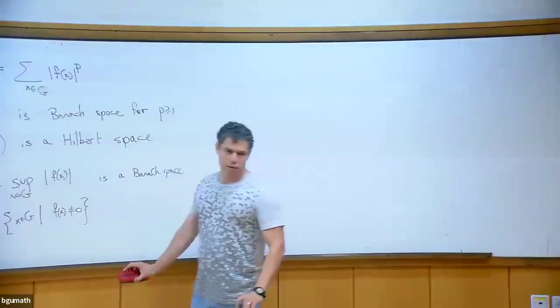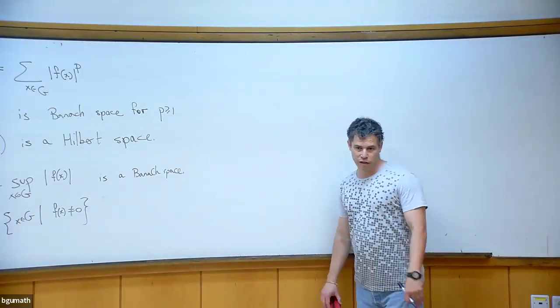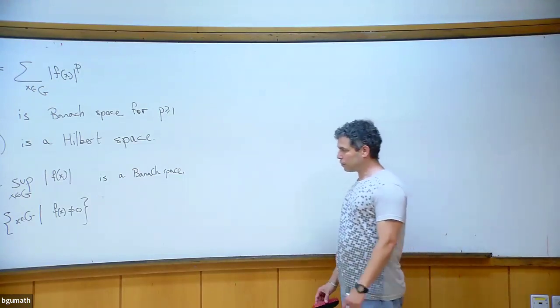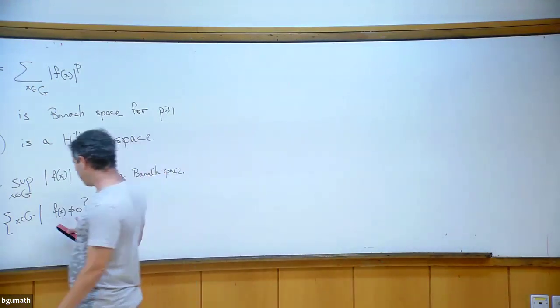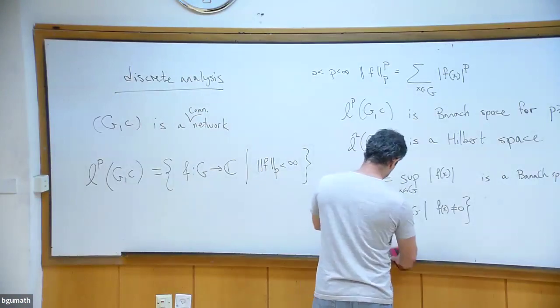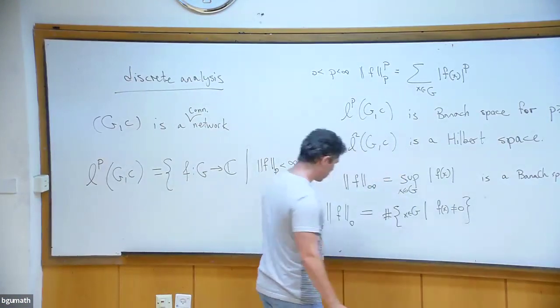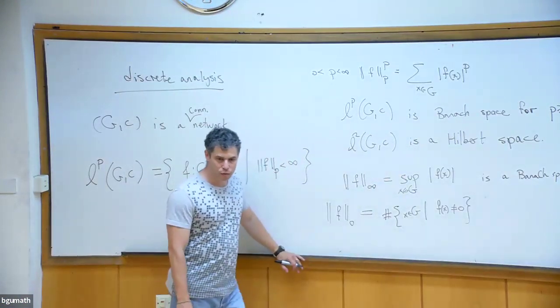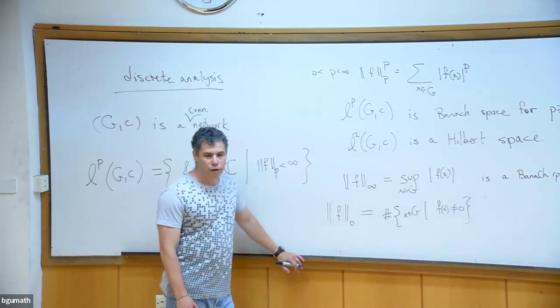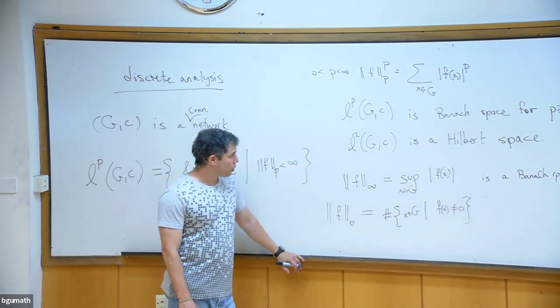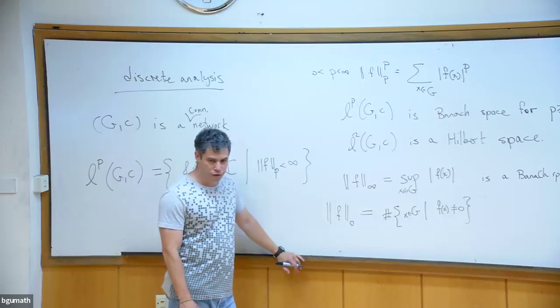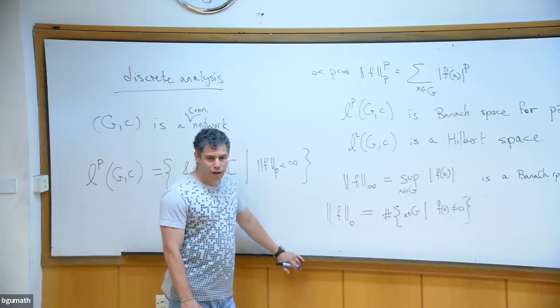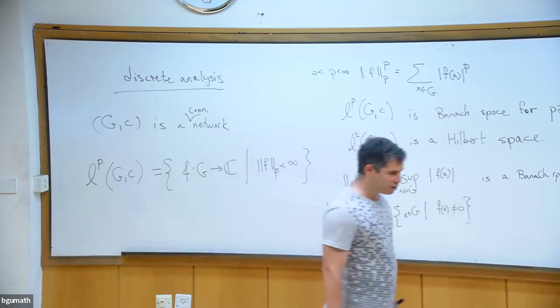0 is special. Even the complex number, 0 is special. So this means the size of the support. Okay. So L0 means finitely supported functions.